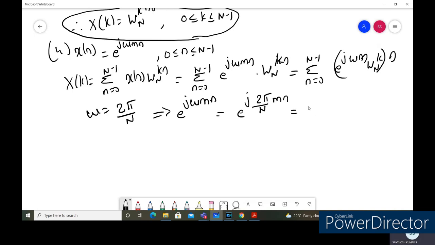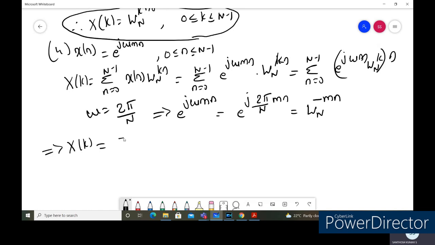So in terms of the twiddle factor, it will become omega to the power of minus m. Since there is a plus, we get minus m into n. So if I substitute in this equation, the X of k will become like this.